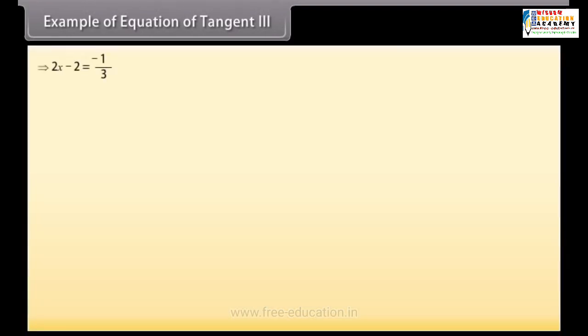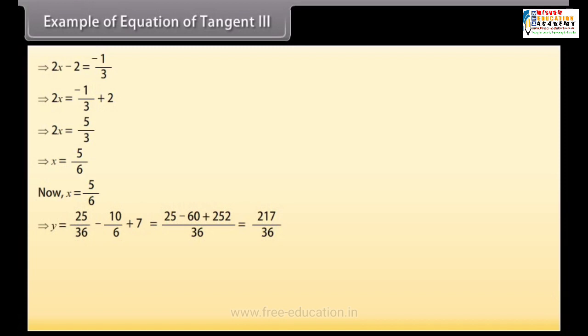It implies that 2x minus 2 is equal to minus 1 by 3, which can be solved, and we get x is equal to 5 by 6. It implies that y is equal to 25 by 36 minus 10 by 6 plus 7, which can be solved, and we get 217 by 36.